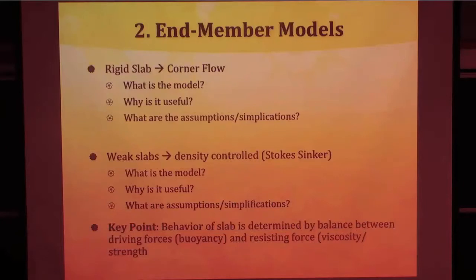So now I wanted to talk about two end-member models to help us think about building that physical intuition for how slabs deform. The rigid slab corner flow is a very canonical end member. I chose another end member, which I call weak slabs, which is basically the other extreme in terms of strength, and it's based on a Stokes sinker.